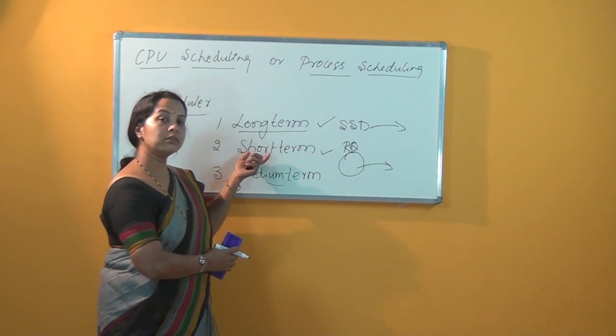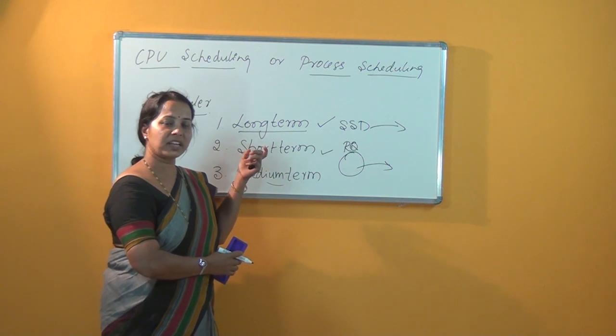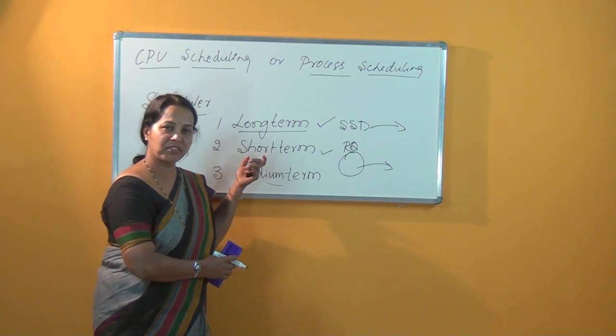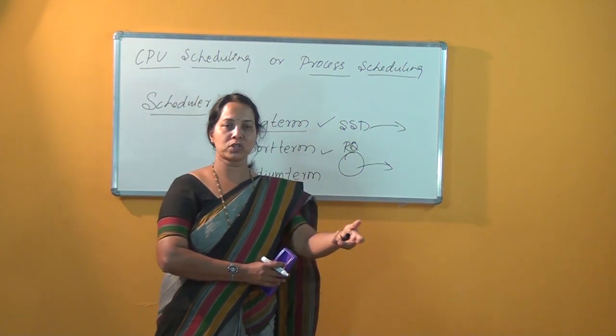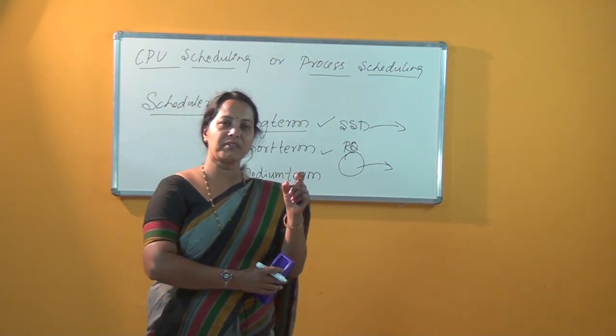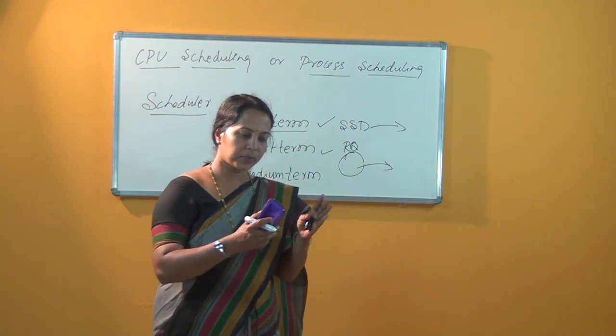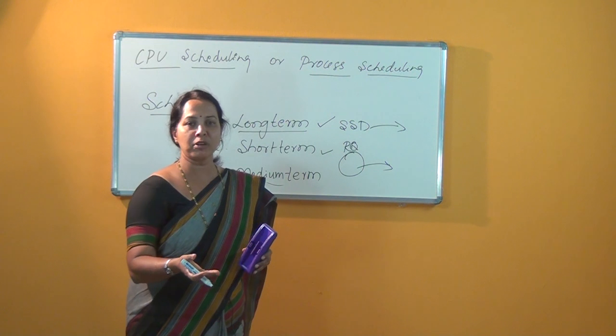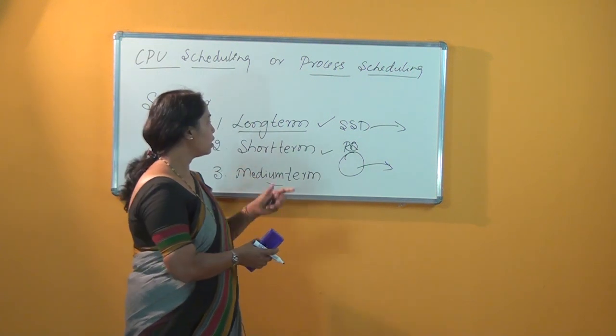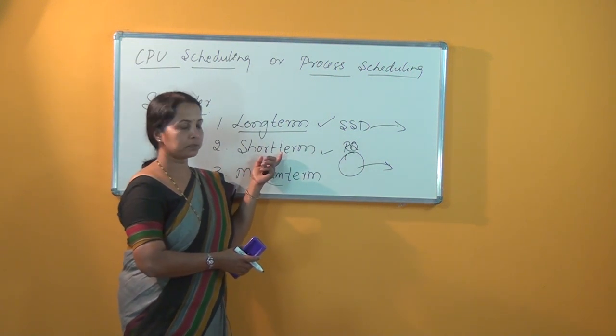So this short term scheduler executes very frequently and it should be very fast. The selection of the process and assigning that process to the CPU should be done very quickly, because if it is delayed, then the processor time will be wasted. So it should be very fast.